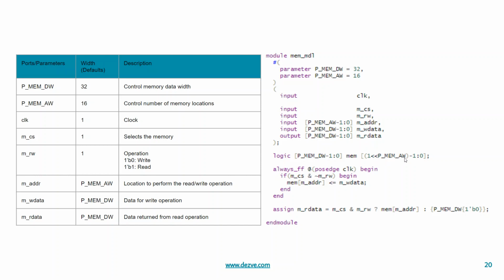So if the address width is 16, then we shift 1 by that many bits. If you evaluate this, if 1 is left shifted by 5, it will be 32. So it will be 32 -1 down to 0, so 31 down to 0. So effectively it means 32 locations. So on the right hand side, this creates an array with a sufficient number of locations to accommodate based on the address width.